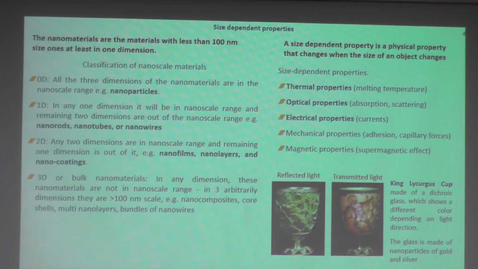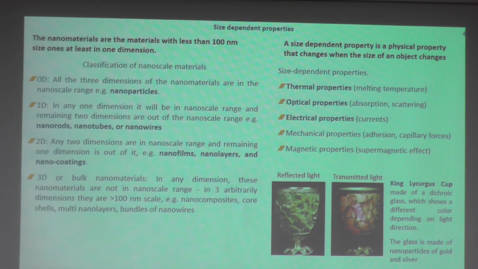So which physical properties can be impacted by the size of materials? Size-dependent properties can influence the thermal properties, like melting temperature. They can influence optical properties, like absorption and scattering, electrical properties, currents, mechanical properties, and magnetic properties. For us, we are interested mainly in the thermal, optical, and electrical properties.